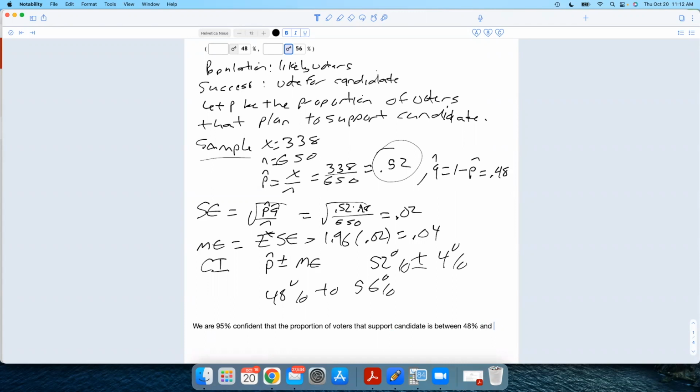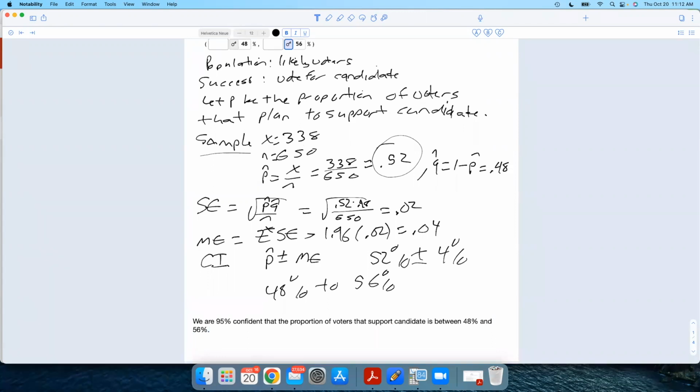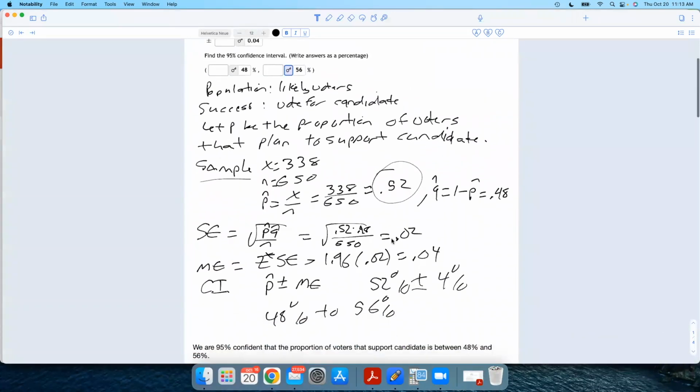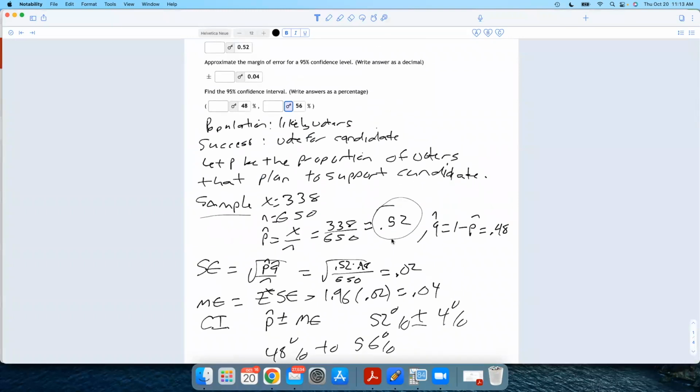Or no, well, it's 56, right? We're not making predictions about the samples. I did the sample. Sample's done. I'm making predictions about the entire population. Okay, so that's doing it the hard way. What's the easy way?